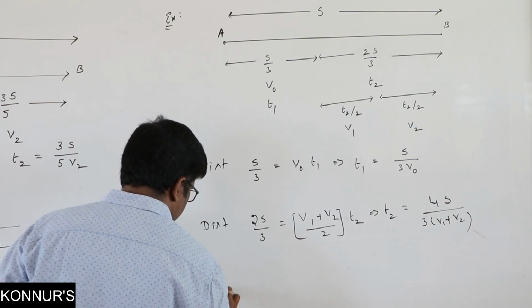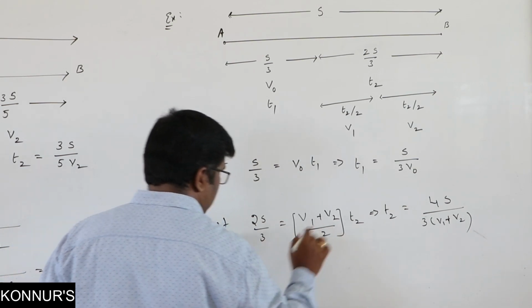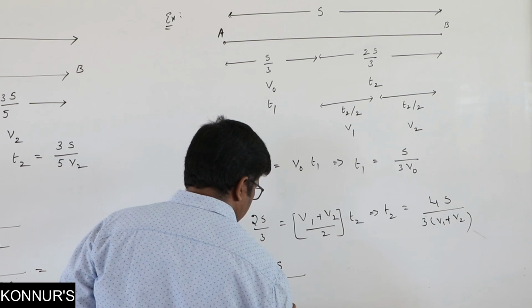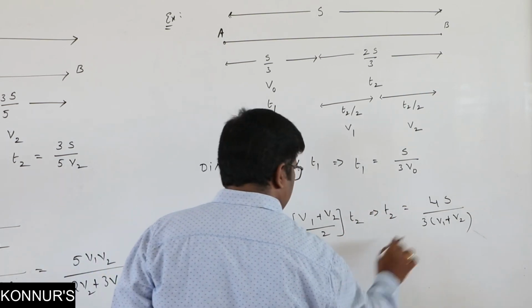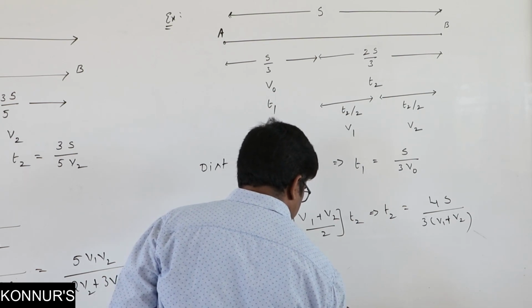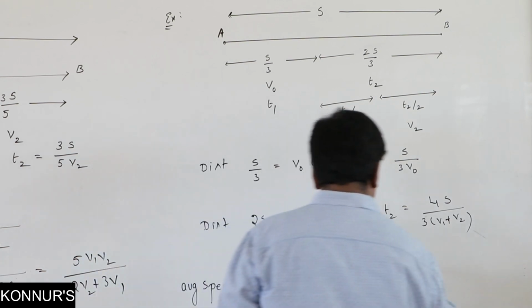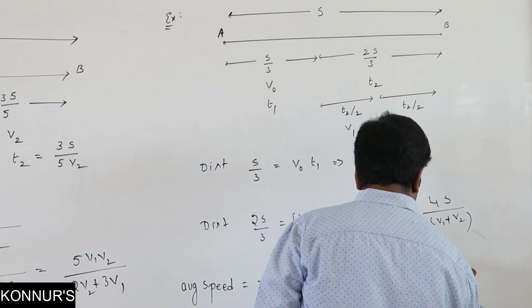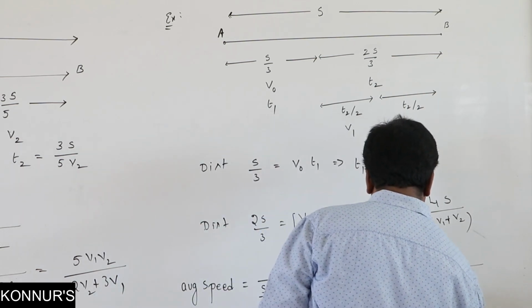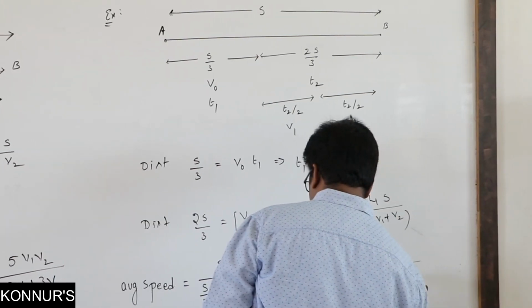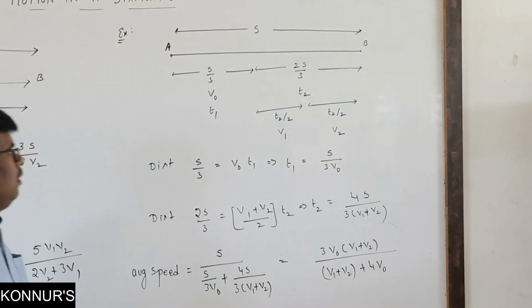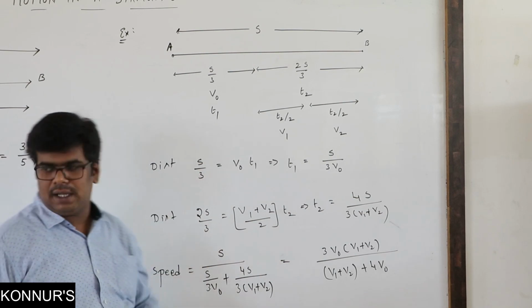So average speed equals total distance s by total time. t1 is s by 3v0 plus t2 is 4s by 3(v1 plus v2). Then you can calculate this as 3v0 into (v1 plus v2) divided by (v1 plus v2 plus 4v0). So like this you can also find the average speed in this case.